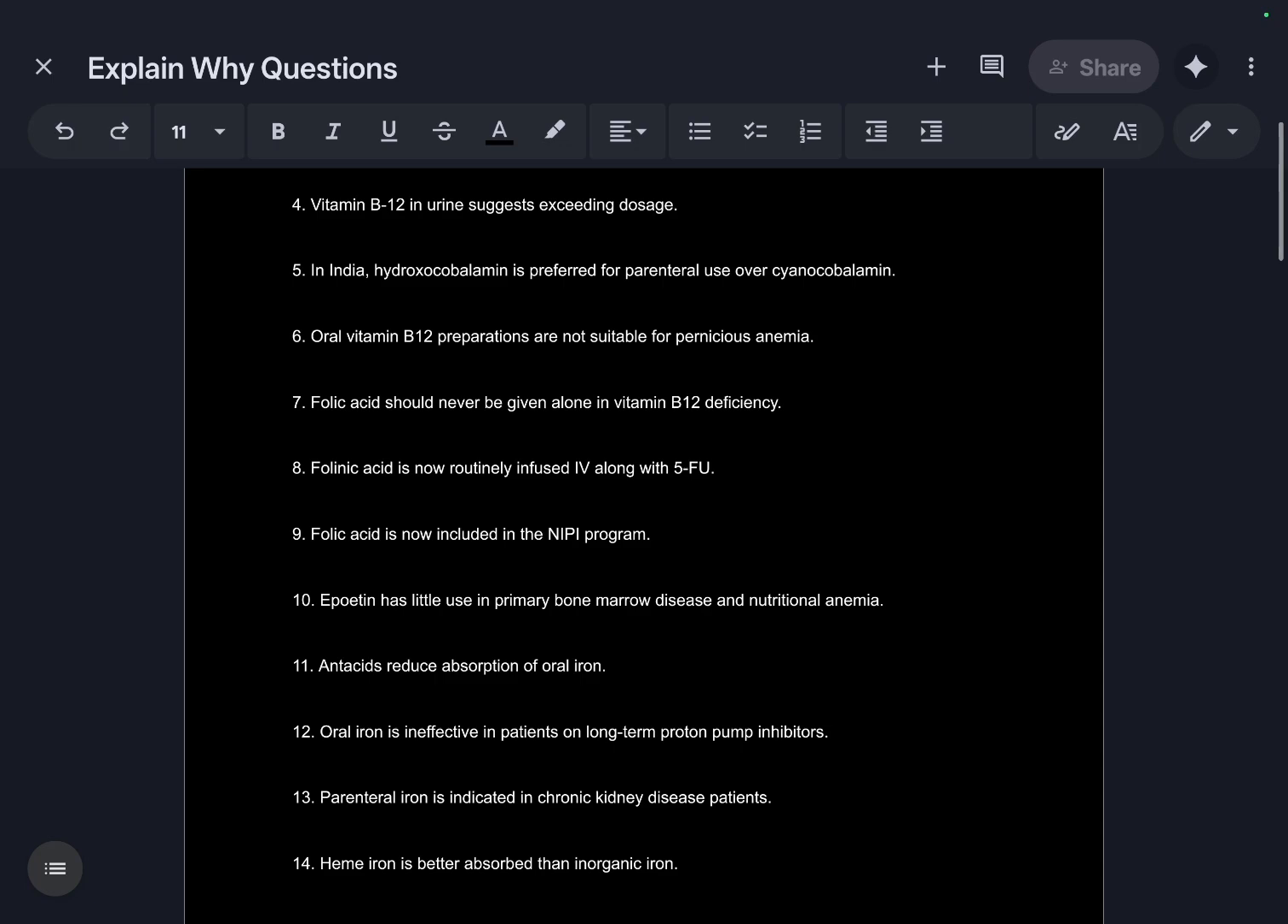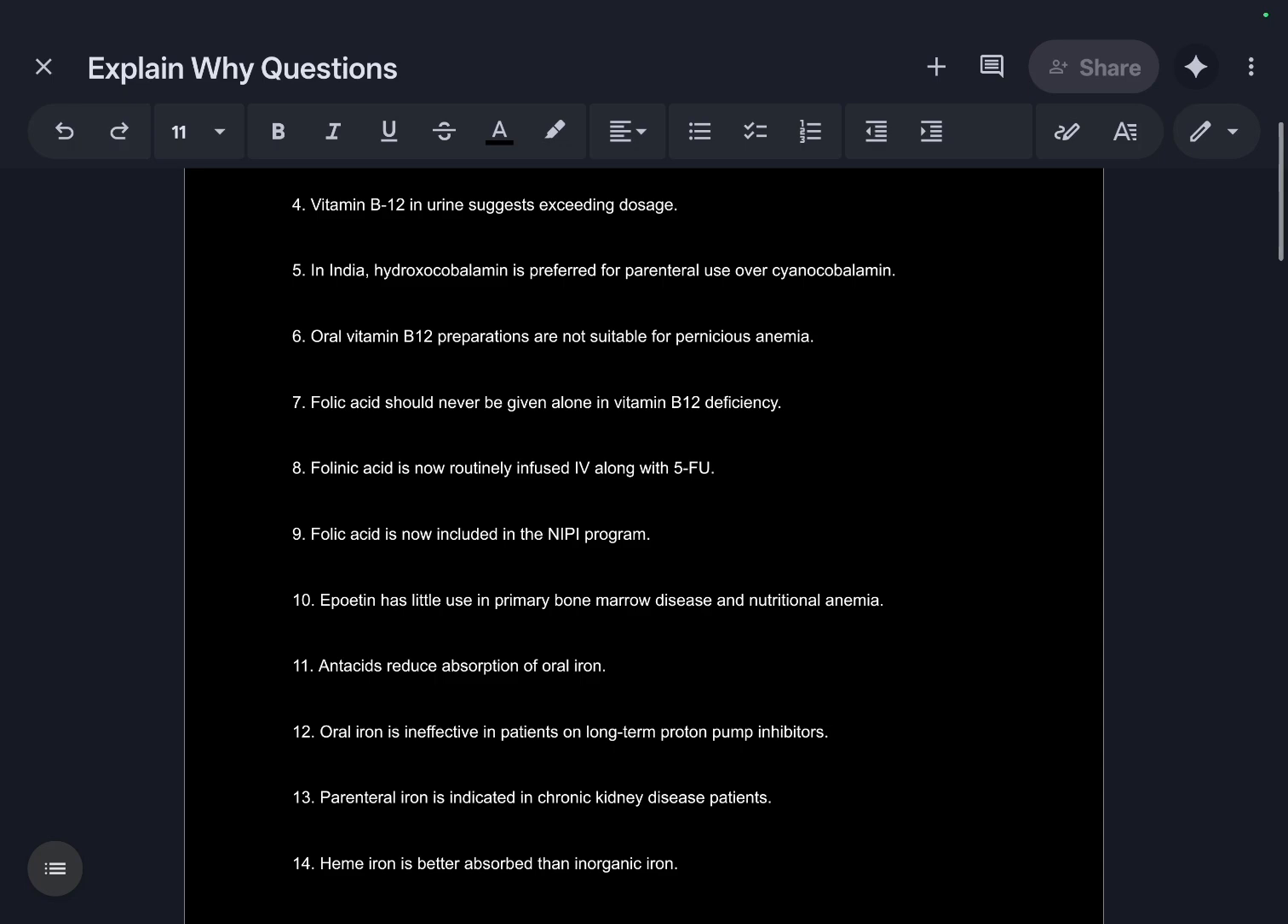So what happens when you take an antacid? If antacids are taken, they neutralize the gastric HCl and raise the pH. This makes the stomach an alkaline or neutral environment, which promotes oxidation of ferrous iron to ferric iron. This ferric iron forms insoluble complexes and fails to be absorbed across the duodenal mucosa. So if it's not absorbed, bioavailability will be decreased. That's why antacids reduce absorption of oral iron. Let's move to the next question.